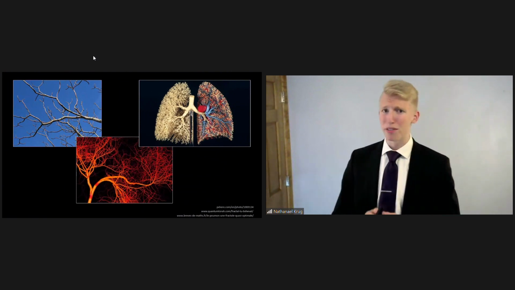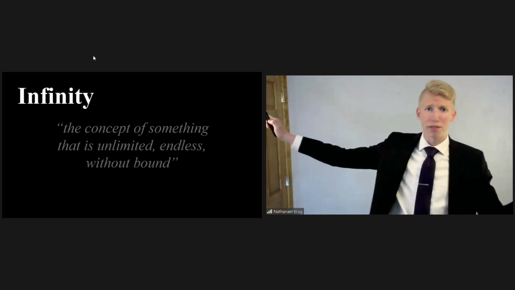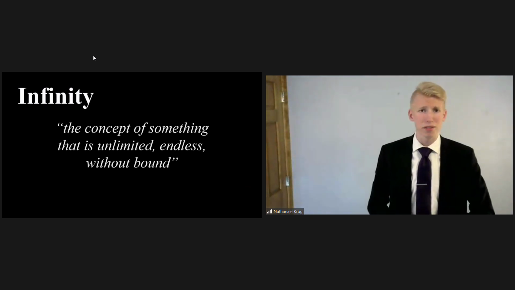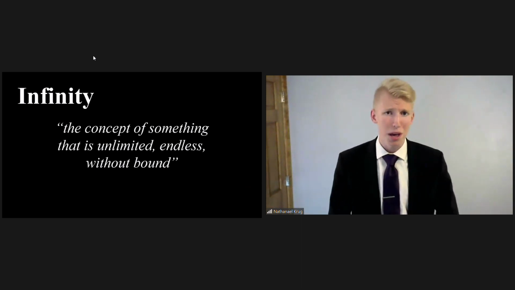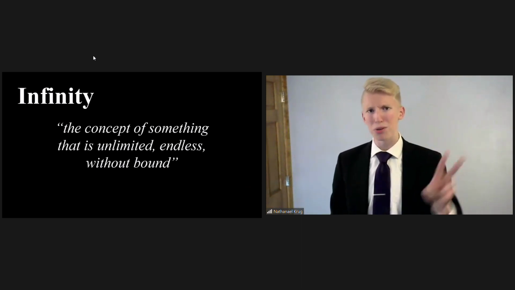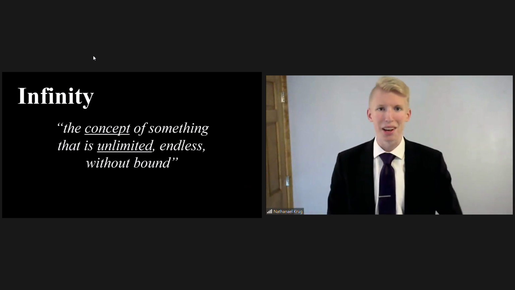Self-similarity is just one of a fractal's key traits, however. The second is infinitude. Mathematically, fractals are infinite. They continue forever. Now, the Oxford Dictionary defines infinity as the concept of something that is unlimited, endless, or without bound. This trait of infinitude has 2 key parts, being unlimited and being a concept. Let's take a look at both.